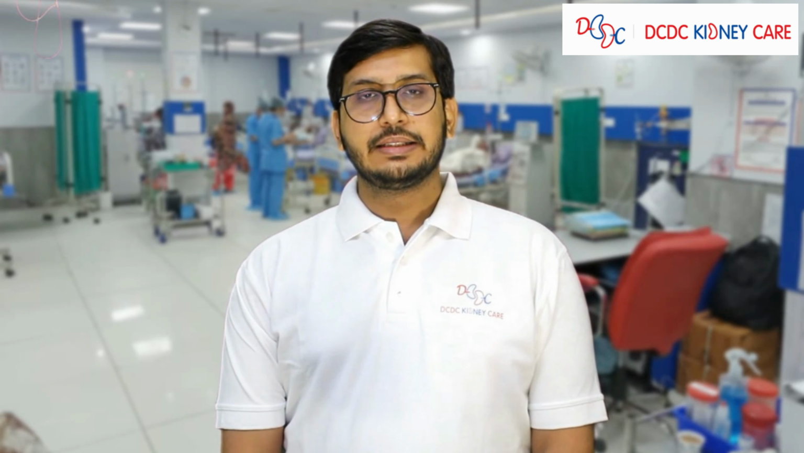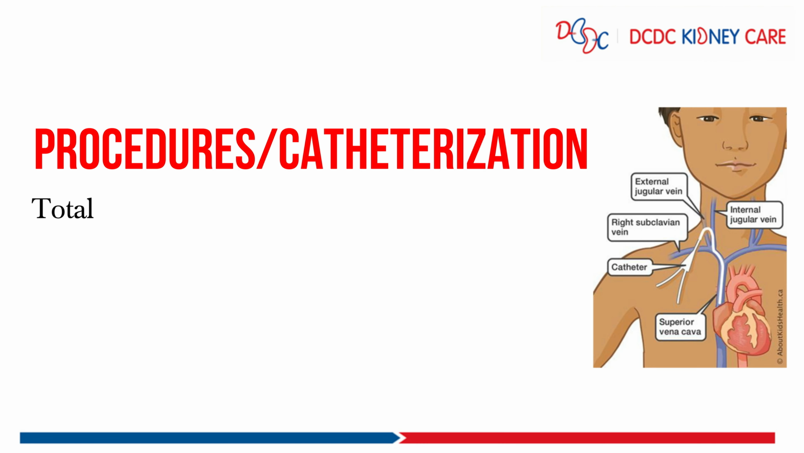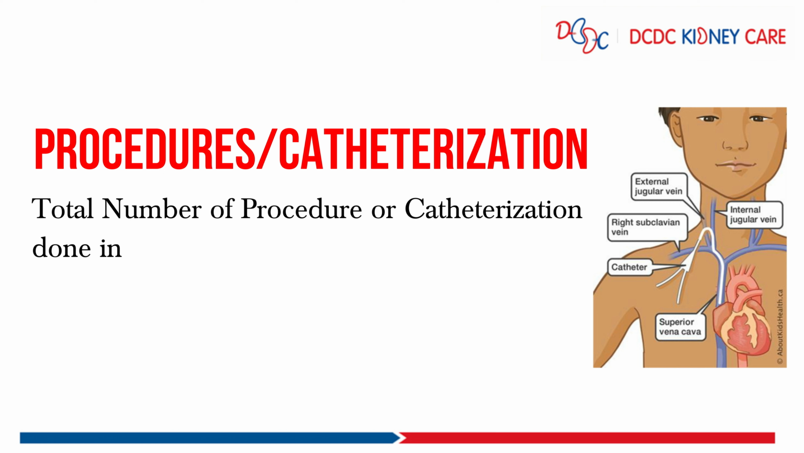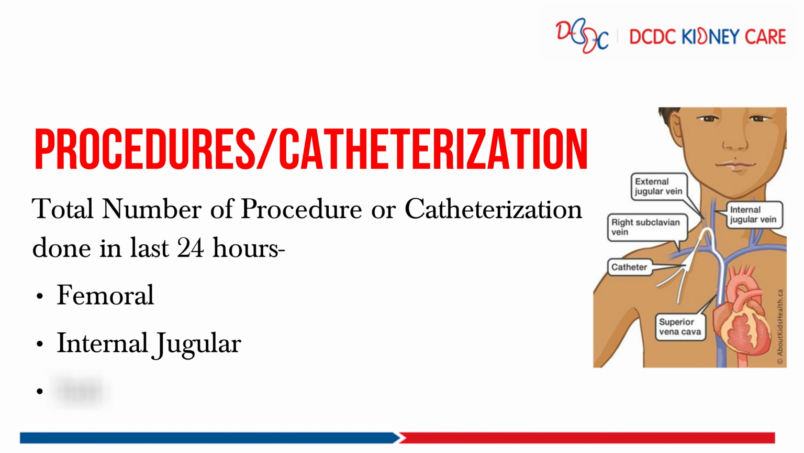The next indicator is catheterization. In this indicator, we capture the total number of catheterization procedures done in our unit. All the procedures which occur in our unit are temporary, for example femoral, internal jugular or subclavian.